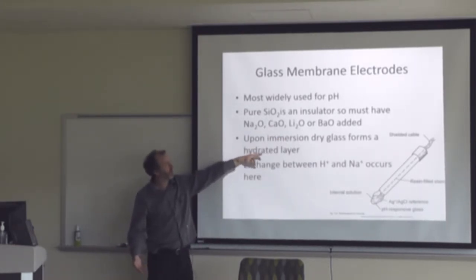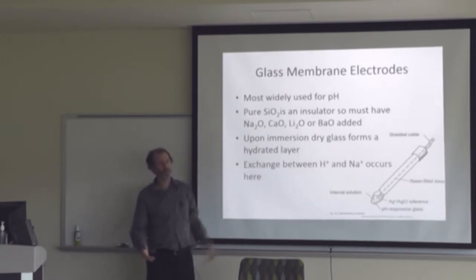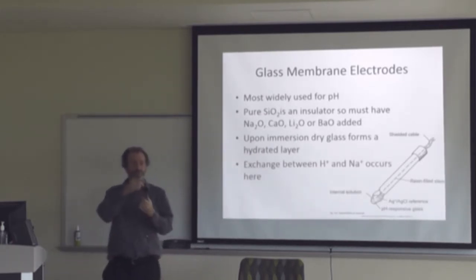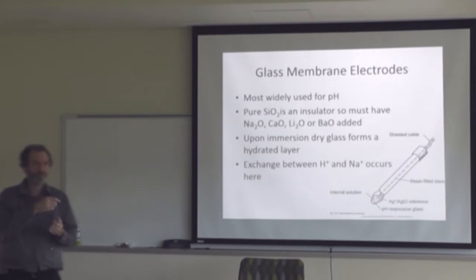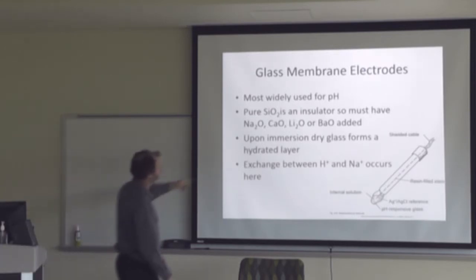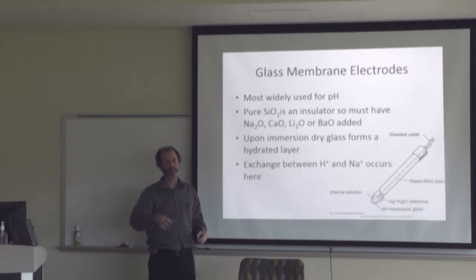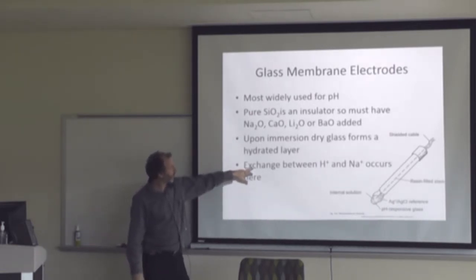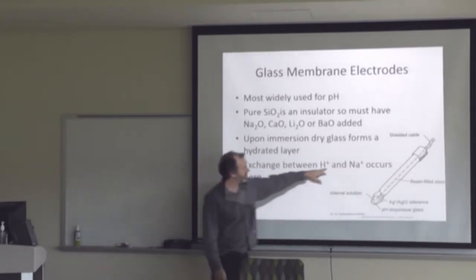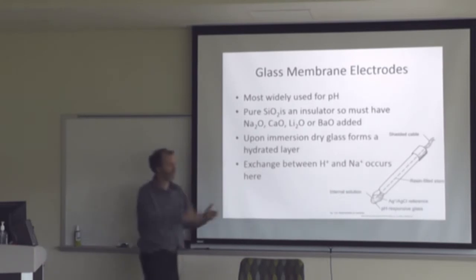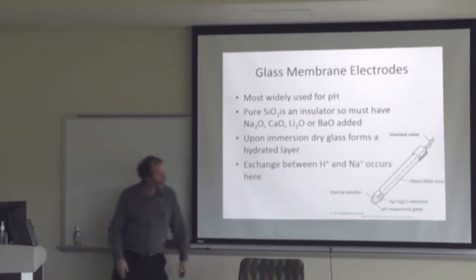Upon immersion, dry glass forms a hydrated layer. That's why you always want to keep those pH meter electrodes wet. If they dry out, you have to let them sit there and regain this hydrated layer, which takes some time. If you take a dry one and try to measure the pH, it'll constantly be changing as it starts hydrating. What happens is you get exchange between hydrogen and sodium at that glass layer.